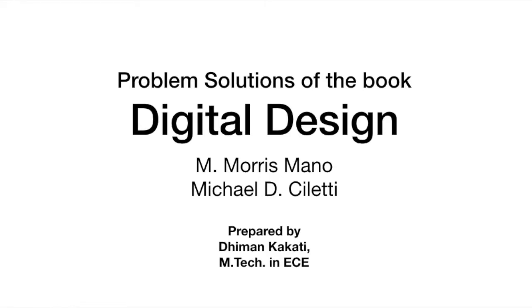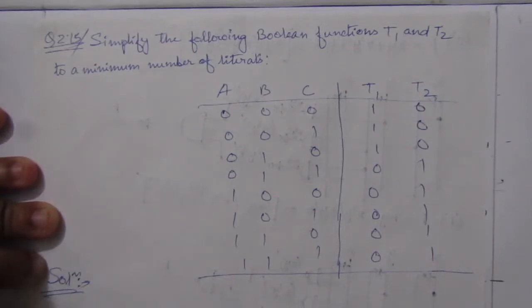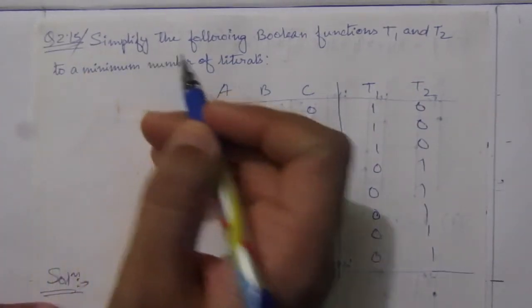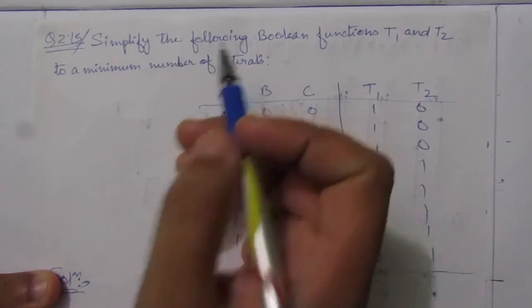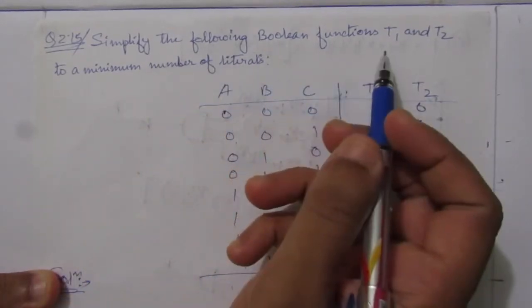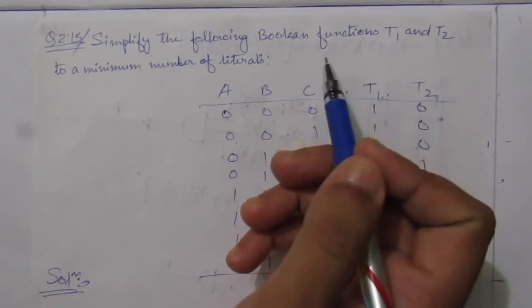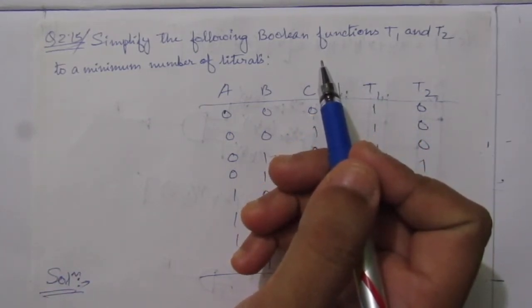I am solving the problems from the book Digital Design by Maurice Mano and Michael Ciletti. So in this video, I am solving problem number 2.15 from chapter number 2. The problem is: simplify the following Boolean expressions or Boolean functions T1 and T2 to a minimum number of literals.